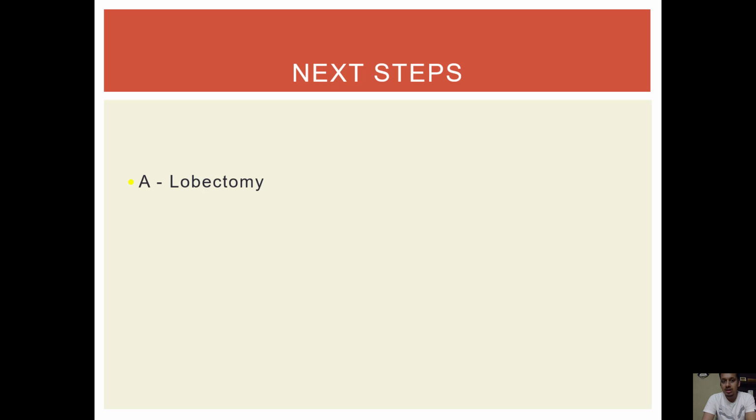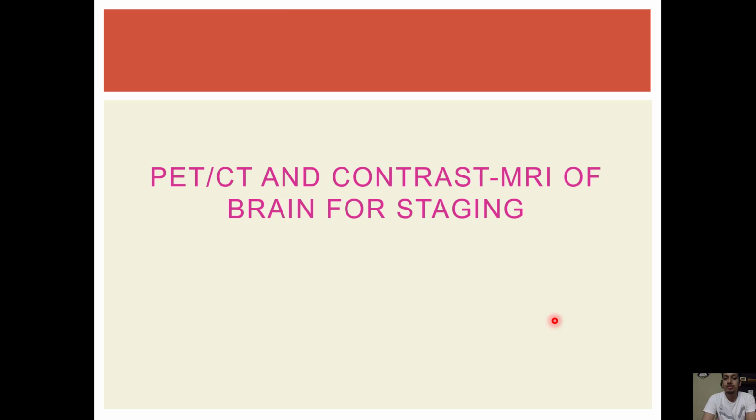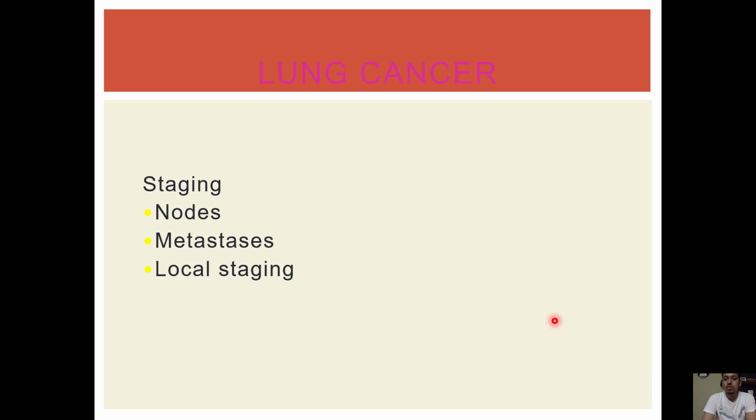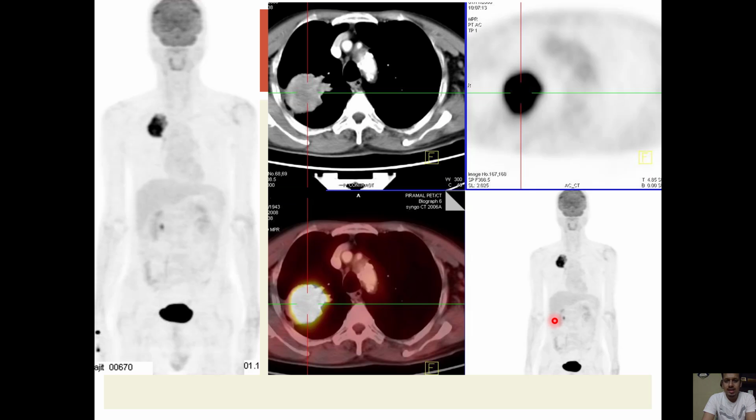So next step is to stage the disease. So the obvious way to stage the disease would be a PET scan. So in lung cancer, the staging would be for the nodes, for extrathoracic metastasis, and the local staging. So this is another patient. Actually, here you can see that there is a localized lesion in the right upper lobe.